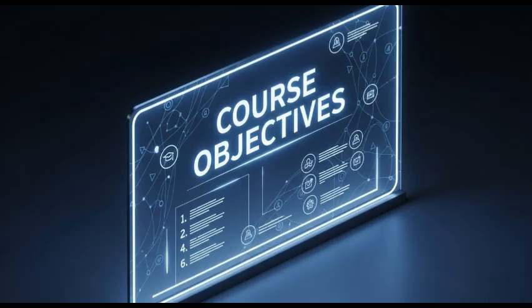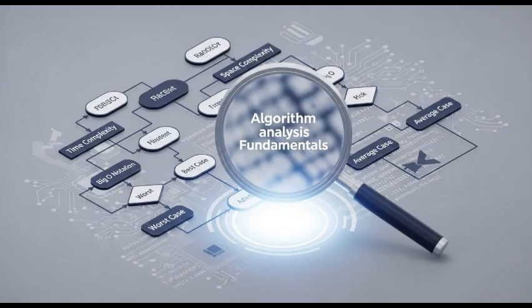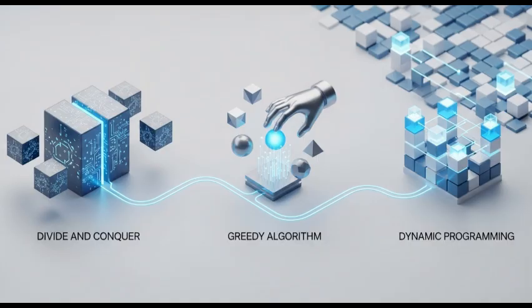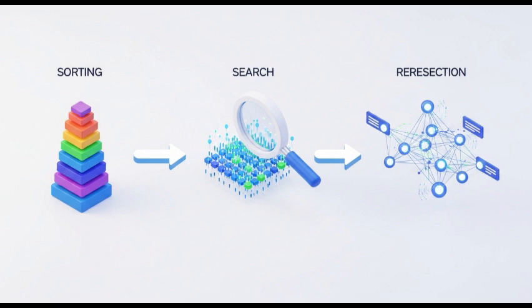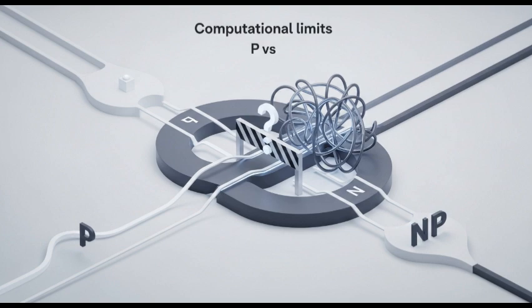Course objectives. By the end of this course, you will understand the fundamentals of algorithm analysis, learn major design techniques like divide and conquer, greedy, and dynamic programming, evaluate algorithms using time and space complexity, apply algorithms to sorting, searching, and graph-related problems, and recognize the computational limits of P versus NP.